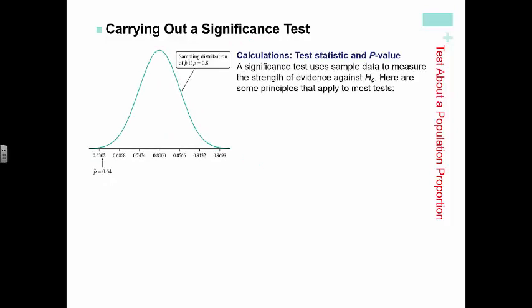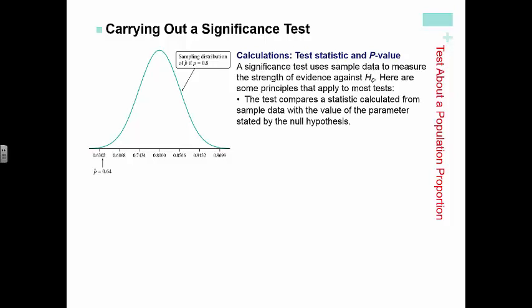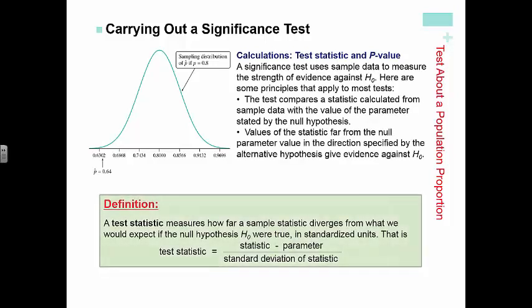All right, so when we're carrying out our test, when we're actually trying to see whether or not we can find evidence against the null, we have to calculate something called a test statistic. Your test statistic basically tells you how far your value, whatever you found in your sample, is from what you would expect it to be. In other words, how far is it from the actual null hypothesis?